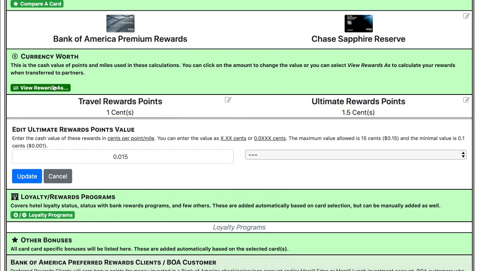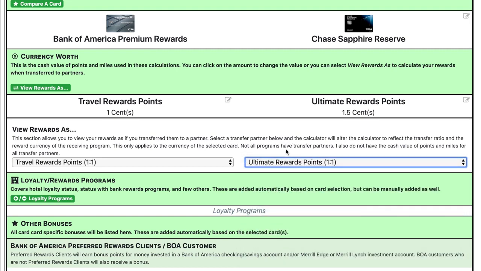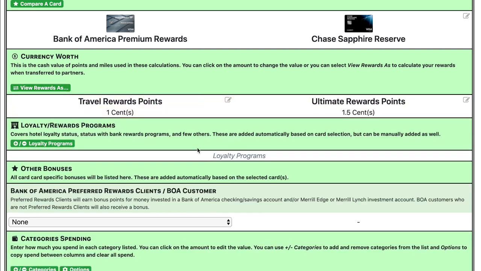Obviously, when you transfer these points to partners, you can get a greater value. So some pretty solid choices here. You got Hyatt, IHG, JetBlue TrueBlue, Marriott, etc. So pretty good transfer partners, which can get you some great value. Loyalty and bonuses, nothing in terms of those for the Chase Sapphire Reserve.